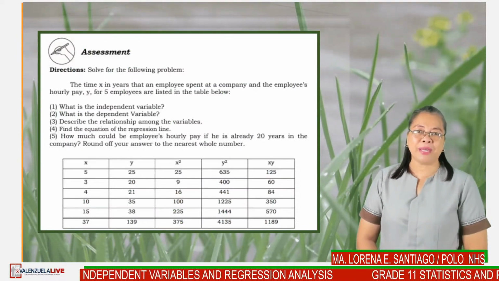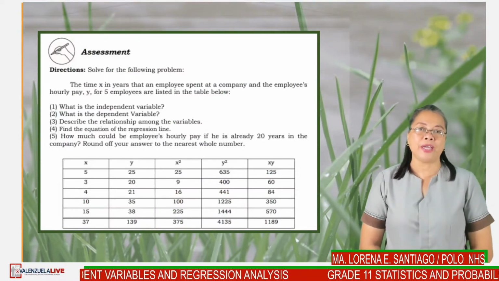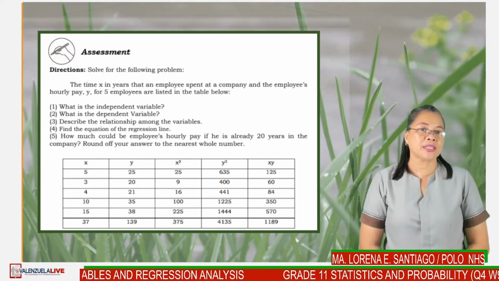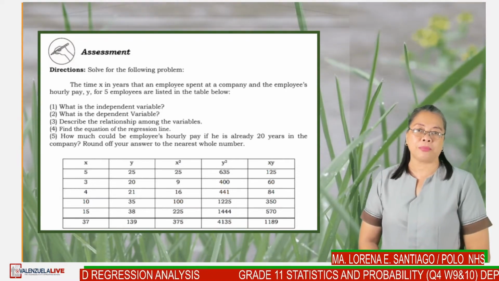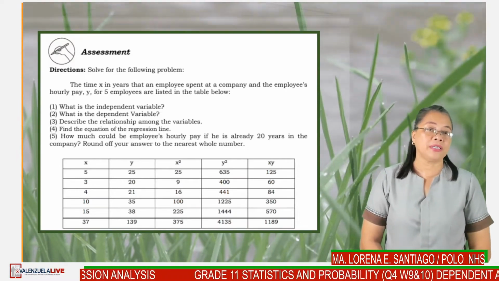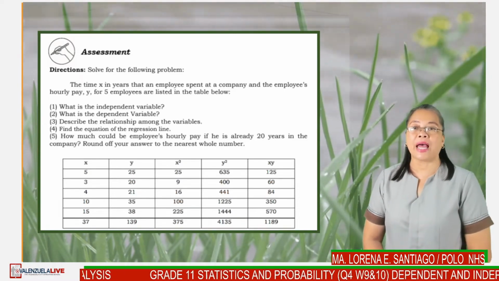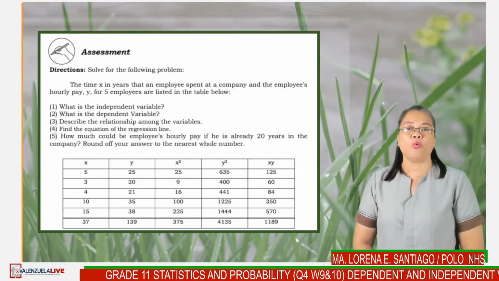For your assessment, kindly go to the page where the direction is solve for the following problems. Of course, you are given already the table. All you need to do is answer the questions from 1 to 5.